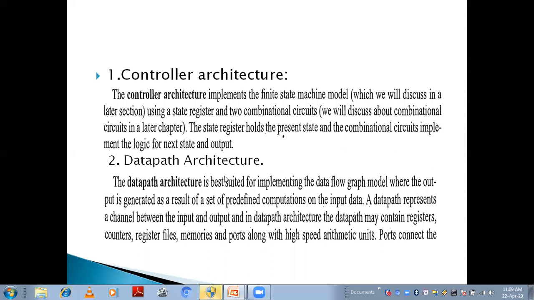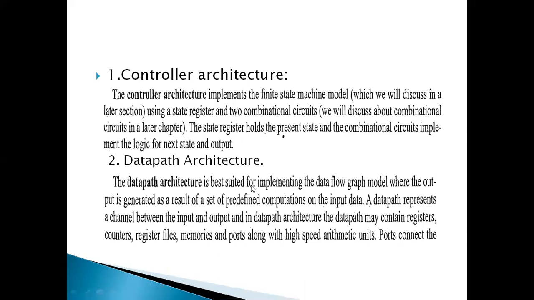Next is data path architecture. This data path architecture is mainly used in the data flow graph model. Data path means it is the channel between the input and the output. And here the data path may contain registers, counters, register files, ports, etc. Data path architecture is data driven, meaning based on the input data the output data will be calculated.